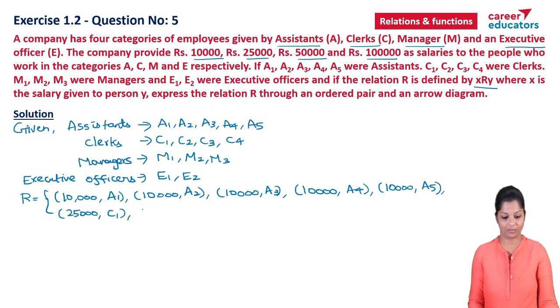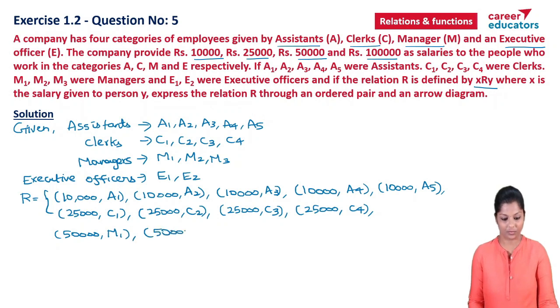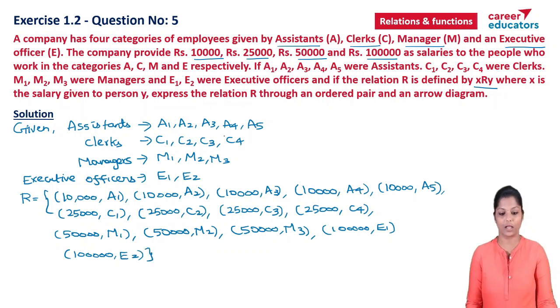(25,000, C1), (25,000, C2), (25,000, C3), (25,000, C4), (50,000, M1), (50,000, M2), (50,000, M3), (1 lakh, E1), (1 lakh, E2)}. Now we have expressed the relation R through an ordered pair.